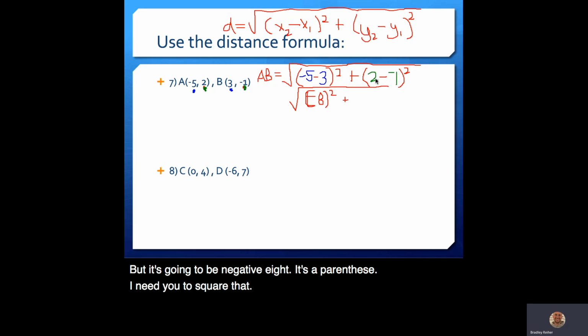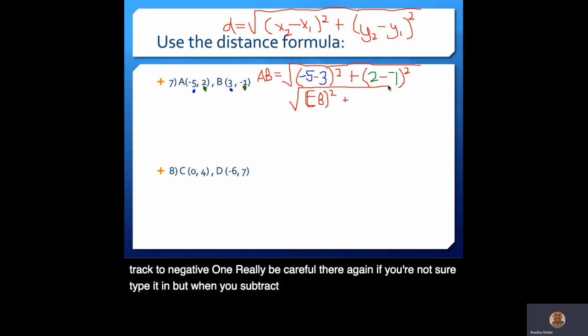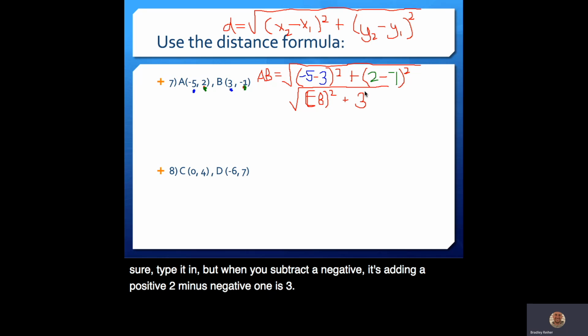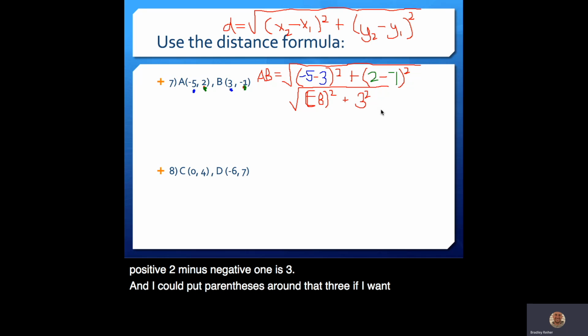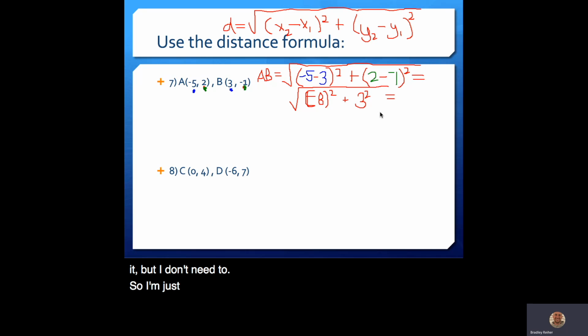Over here, we have a 2, which is a +2, and we're going to subtract a -1. Really be careful there. Again, if you're not sure, type it in. But when you subtract a negative, it's like adding a positive. 2 minus -1 is 3. And I could put parentheses around that 3 if I want. I'm squaring it, but I don't need to. So I'm just simplifying step by step.